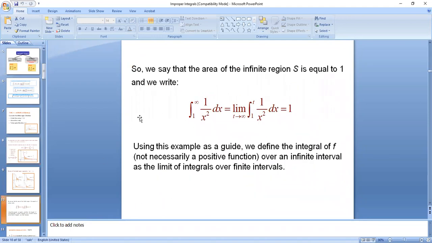So in closing, we say that the area of the infinite region S is equal to 1, and we write that the integral of 1 over x squared from 1 to infinity is the limit of the integral of 1 over x squared from 1 to t as t approaches infinity, which is equal to 1. This is the example of case 1 under type 1 of the improper integral.